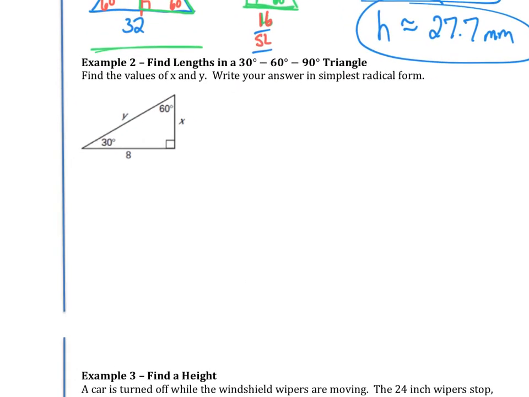Example 2. Find the lengths or the values of x and y. Write your answer in simplest radical form. Simplest radical form means no decimals. So if we look, we have a 30, 60, 90 triangle.